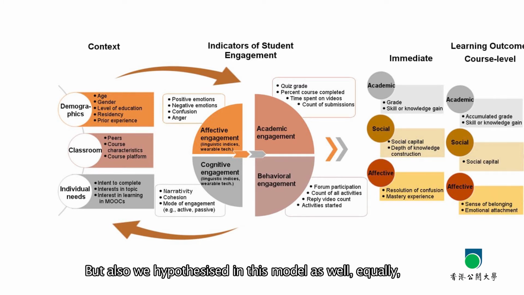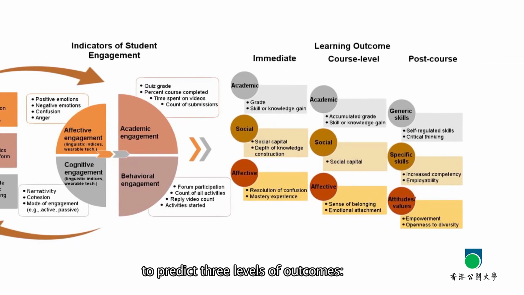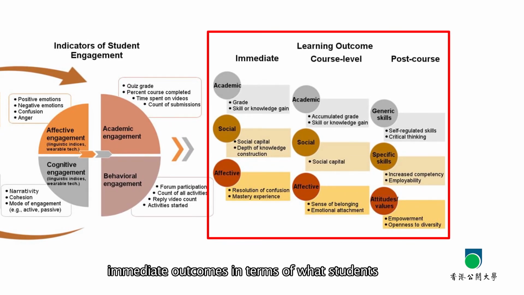But then also we hypothesized in this model, equally, that some of these engagement indicators are mediating the relationship of different types of outcomes and the different types of contextual variables to predict three levels of outcomes: immediate outcomes in terms of what students are at the moment doing and how that can be improved in real time; course level outcomes and post-course level outcomes.